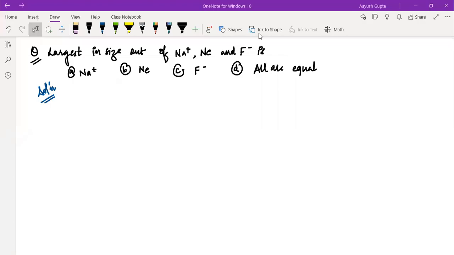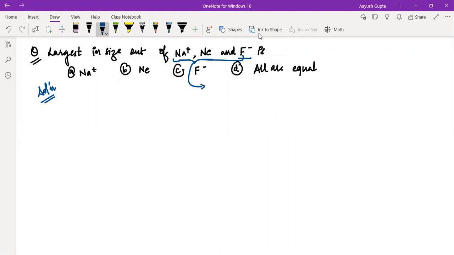In this question, it is being asked about the largest size out of sodium ion, neon, and F minus ion. So from these elements, we can see that there is one thing common, which is that these species are isoelectronic species. Now, what are isoelectronic species?